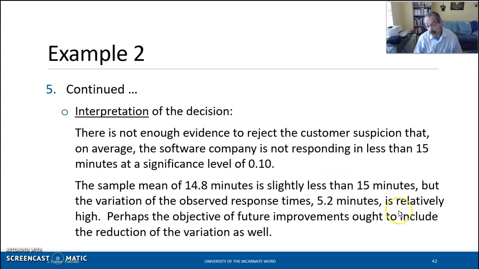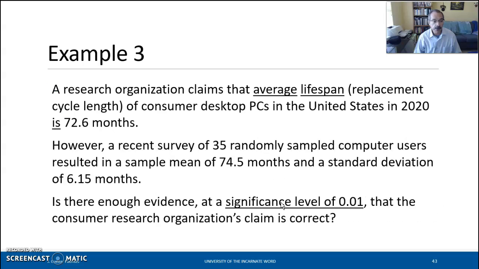So one thing based on what we found, you can propose to the manager that they do not only need to reduce the average time, they need to reduce the variability of the response time as well. All right, so this is example 2. Let's talk about example 3.